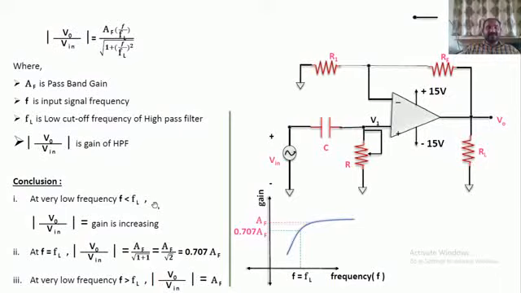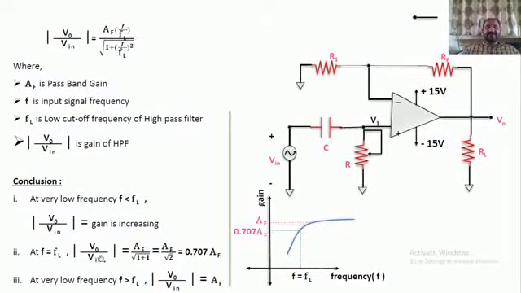So when f is less than fL, the accepting signal, that is the gain of the filter, is small, and it starts increasing. Okay, the gain will start increasing. If f, the input signal frequency, equals the low cutoff frequency of the high pass filter, then what will happen?